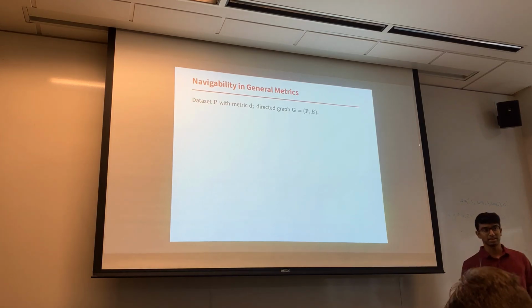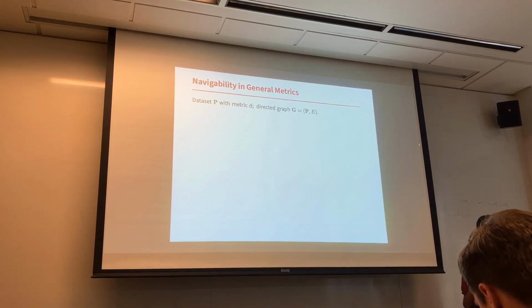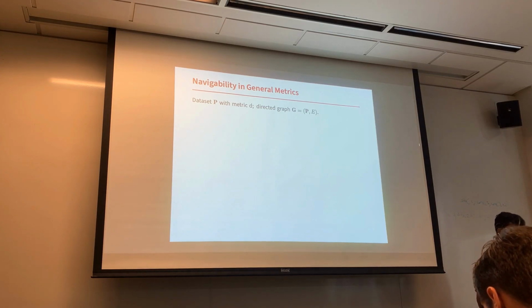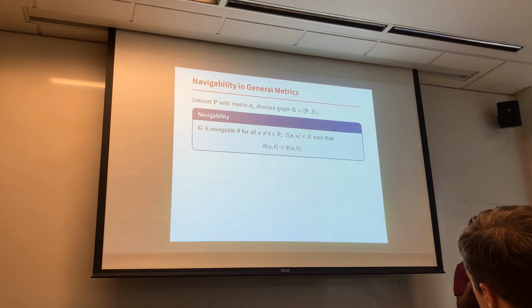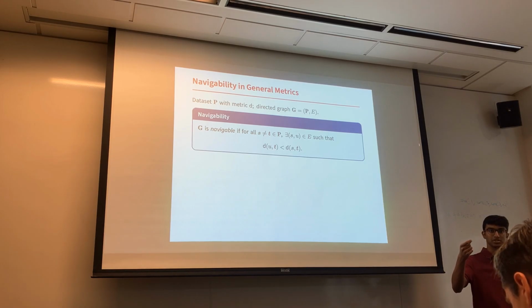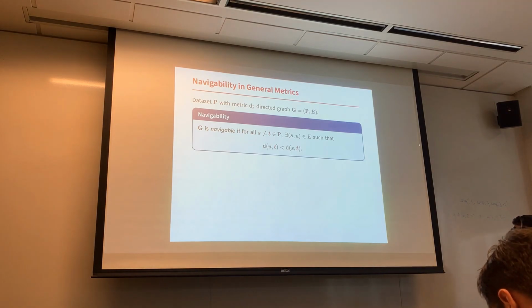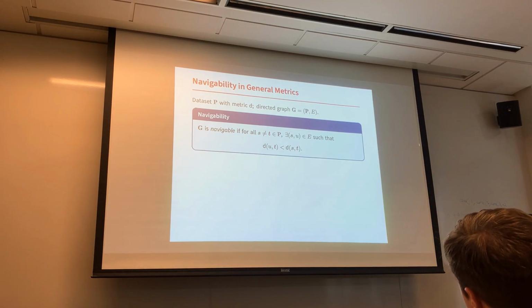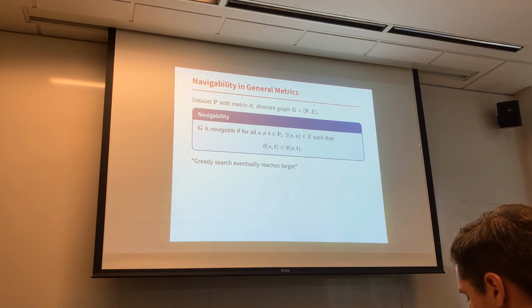Well, let's say I have a data set with some distance measure, and also a directed graph where the vertices of my graph correspond to data points. I'm going to say my graph is navigable if for any source and any target, there's always an edge from my source that moves me closer to the target. One way you might interpret navigability is this condition that if I run my greedy search algorithm with a particular target in mind, I will eventually converge to my target. You stare at this definition, you'll see that these two things are equivalent.